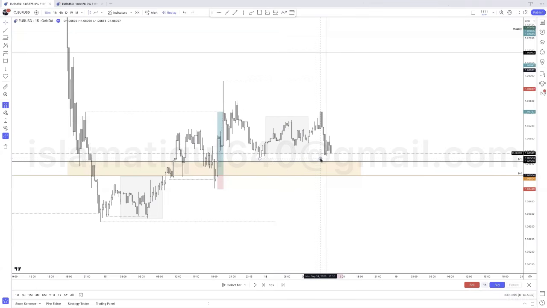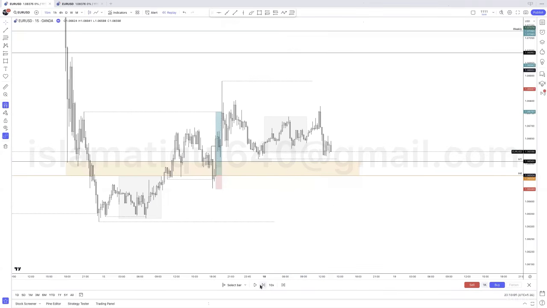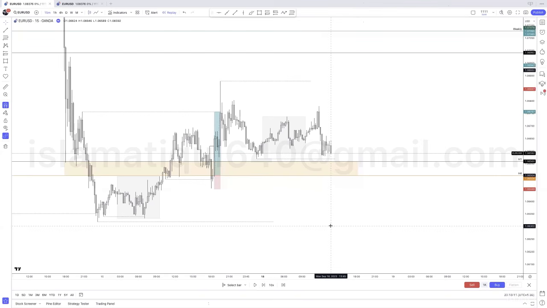More liquidity. Can you say more liquidity getting built up? Yeah, it's almost 2 p.m. Let's wait for the New York kill zone or the New York session.